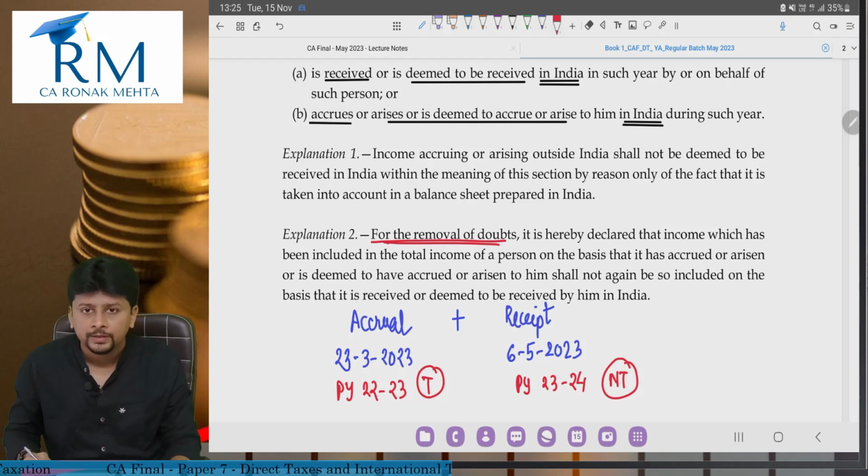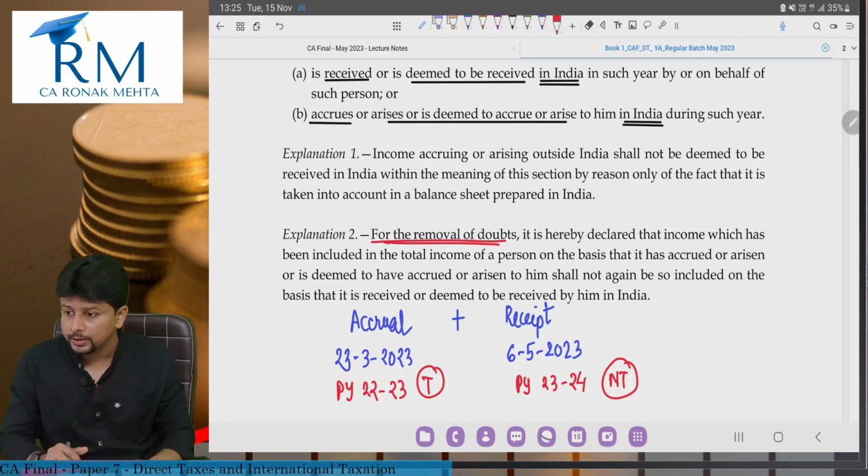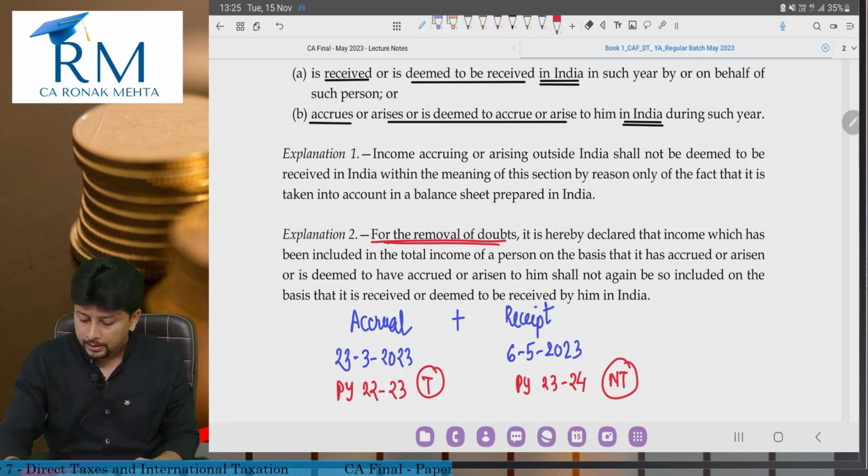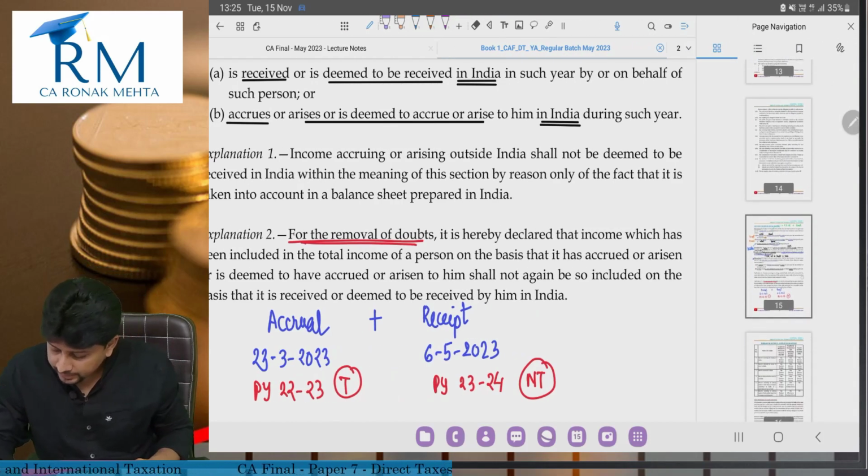This is your section number 5. This is the one thing that I wanted to discuss with you. And now the second thing I told you, rates of tax.